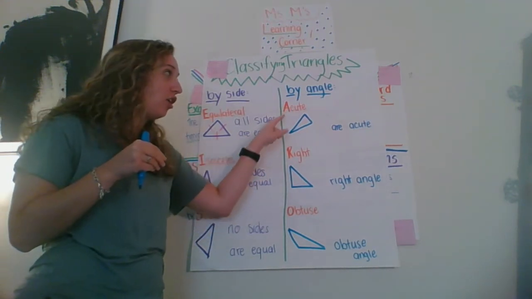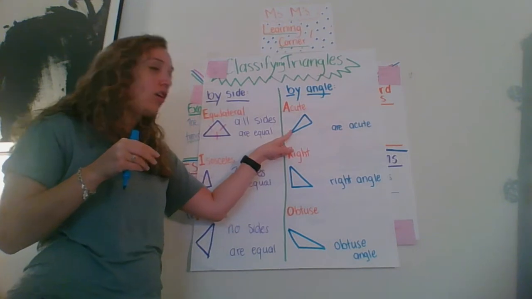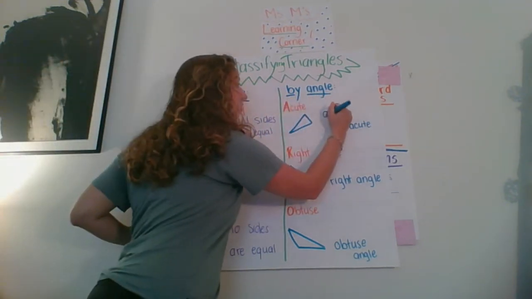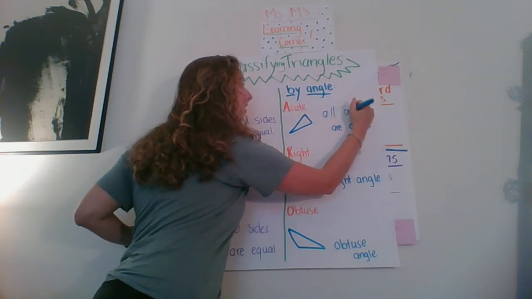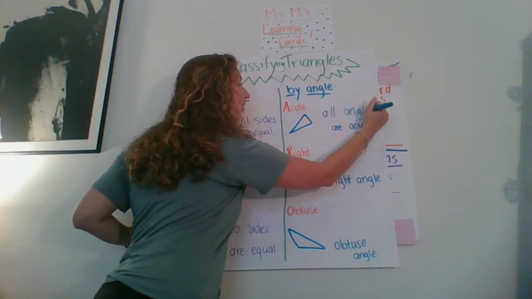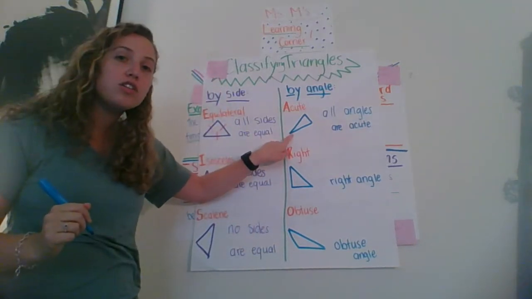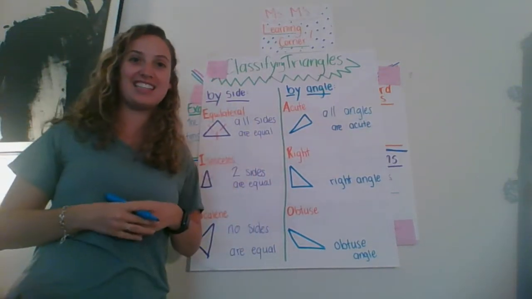So we know that in an acute triangle, all of the angles are going to be acute. So we're going to write all angles are acute. Every single angle in this triangle, 1, 2, 3, is less than 90 degrees.